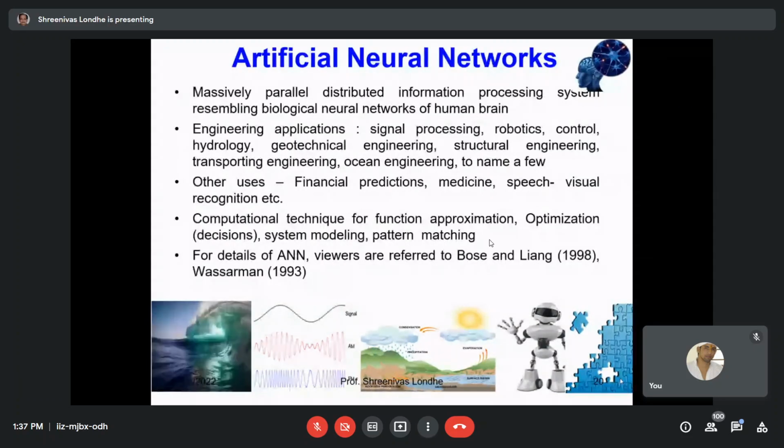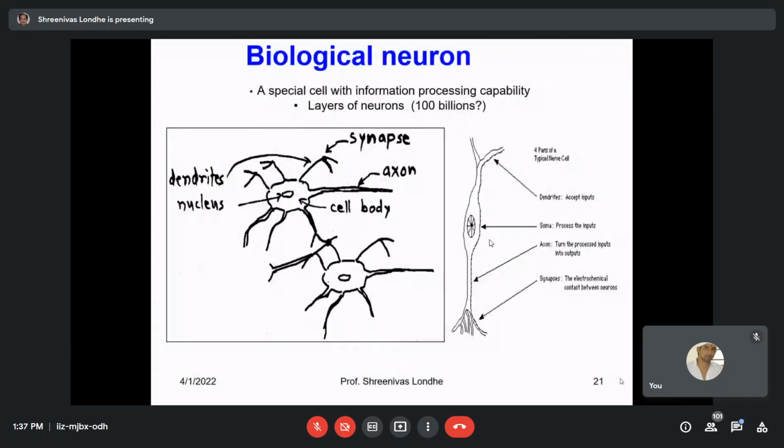But let us have a look at the biological neuron first. To understand the working of artificial neural networks, first we will learn about the biological neuron. You are observing here, let me take the pointer first. These are two cells, the smallest cells in our brain. This is the first cell, and it is nothing but the smallest cell, a neuron. You are observing here the central nucleus.